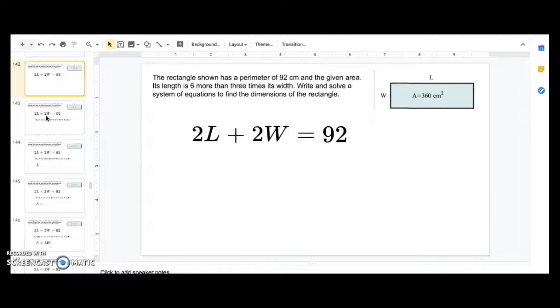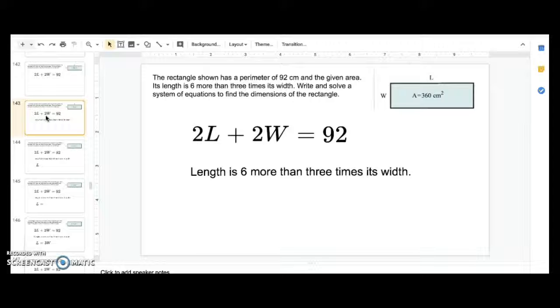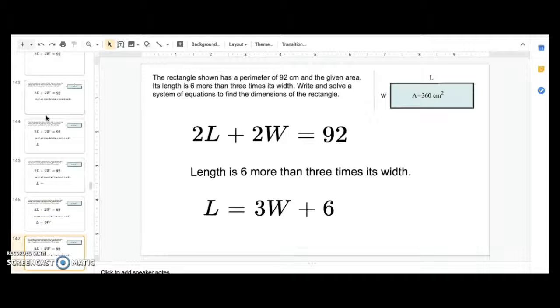Second equation, the length is 6 more than 3 times the width. So we know length represents L. In math, is means equals. And then we have 6 more than 3 times its width. So 3 times is 3W, plus 6 will be 6 more than that.